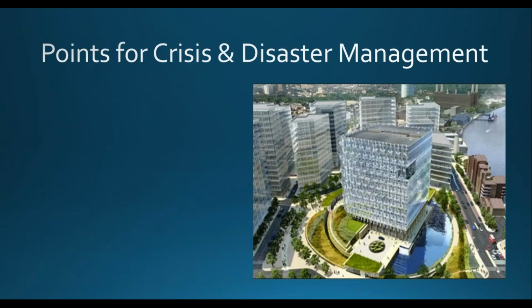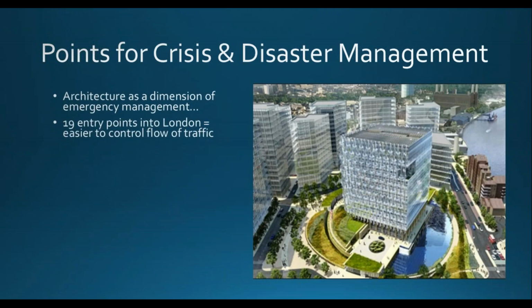And on the right here, you have a picture of the new US Embassy in London. And one of the interesting things about this is, of course, its architecture as a dimension of emergency management, right? So there are 19 entry points into London now. In the past, there were many, many more, and the flow of traffic is all one way. And one of the reasons for this is it's much easier to control the flow of traffic. It's easier to potentially lock down the city if an incident occurs, but also to ensure that emergency services can move through the city quickly if an incident occurs.